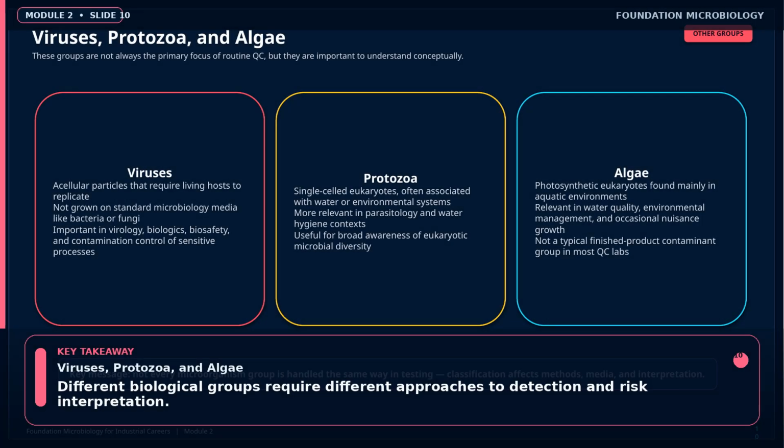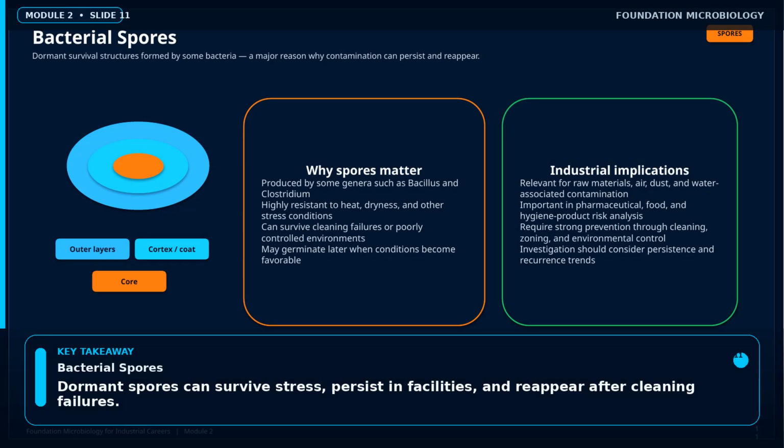Viruses, protozoa, and algae are not always the main focus of routine quality control testing, but they remain important conceptually. Viruses require living host cells to replicate. Protozoa are often linked to water or environmental systems, and algae are mainly associated with aquatic environments. Bacterial spores are dormant survival structures formed by some bacterial genera, including Bacillus and Clostridium.